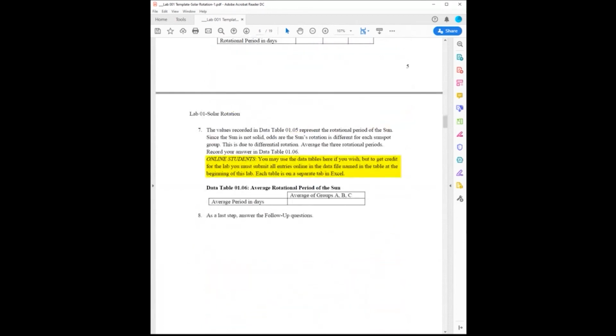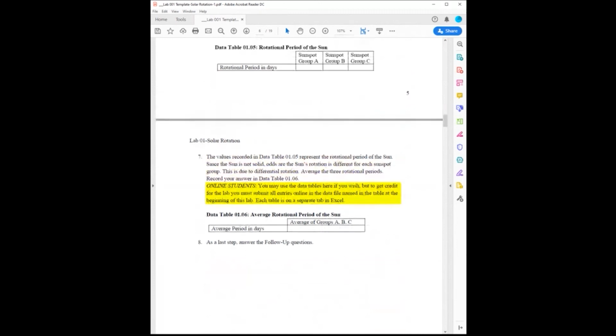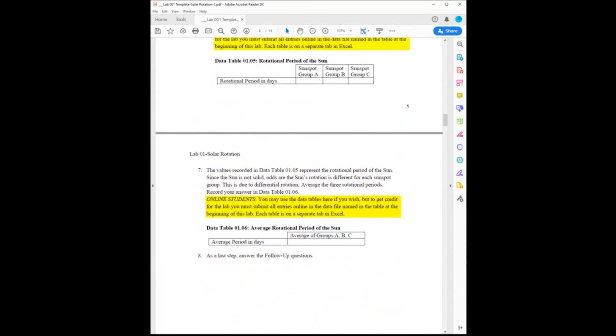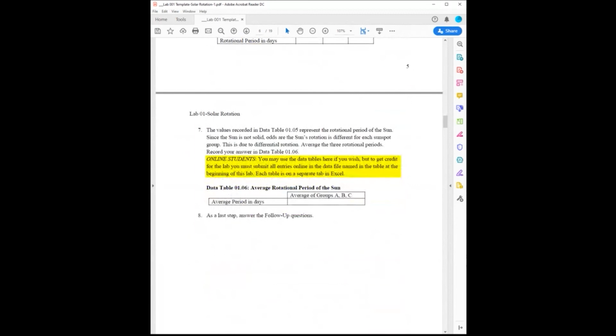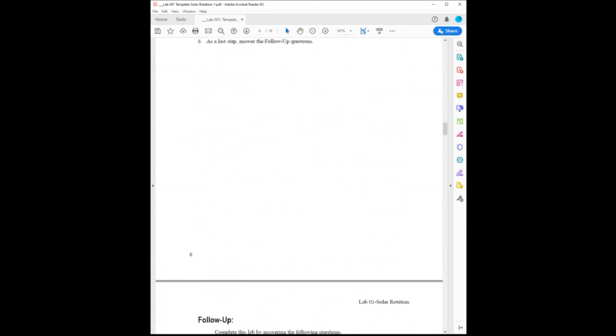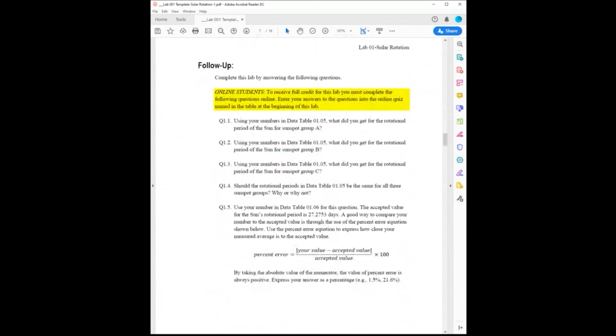Then for step 7, the values recorded in data table 1.05 represent the rotational period of the sun. So you'll probably have 3 different rotational periods. Hopefully those are somewhere in the 20-something day range. If you've done that, then all you have to do to compute the value that goes in data table 1.06 is average those 3 values. And then as a last step, you need to answer the follow-up questions, which are here. You will answer these follow-up questions in a quiz that you'll find inside the Canvas course.